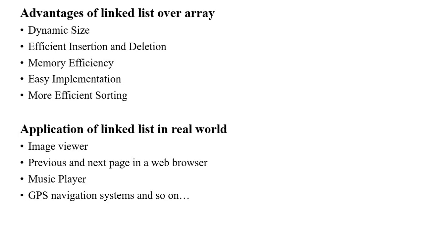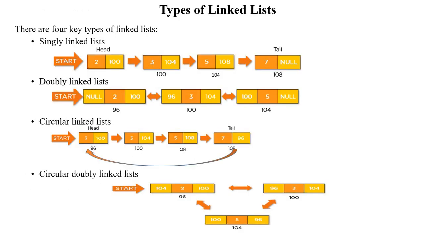Image viewer. Suppose I want to view the images one after the other. So what we can do is use the linked list concept. In the first data space, I'll store the image, and in the next data space, I'll store the address of the next image which I have to view. And next, in web browsers, we use a previous and next button. These buttons are implemented using the linked list concept. Music players, to move on to the next music, and GPS navigation, all those things use linked lists.